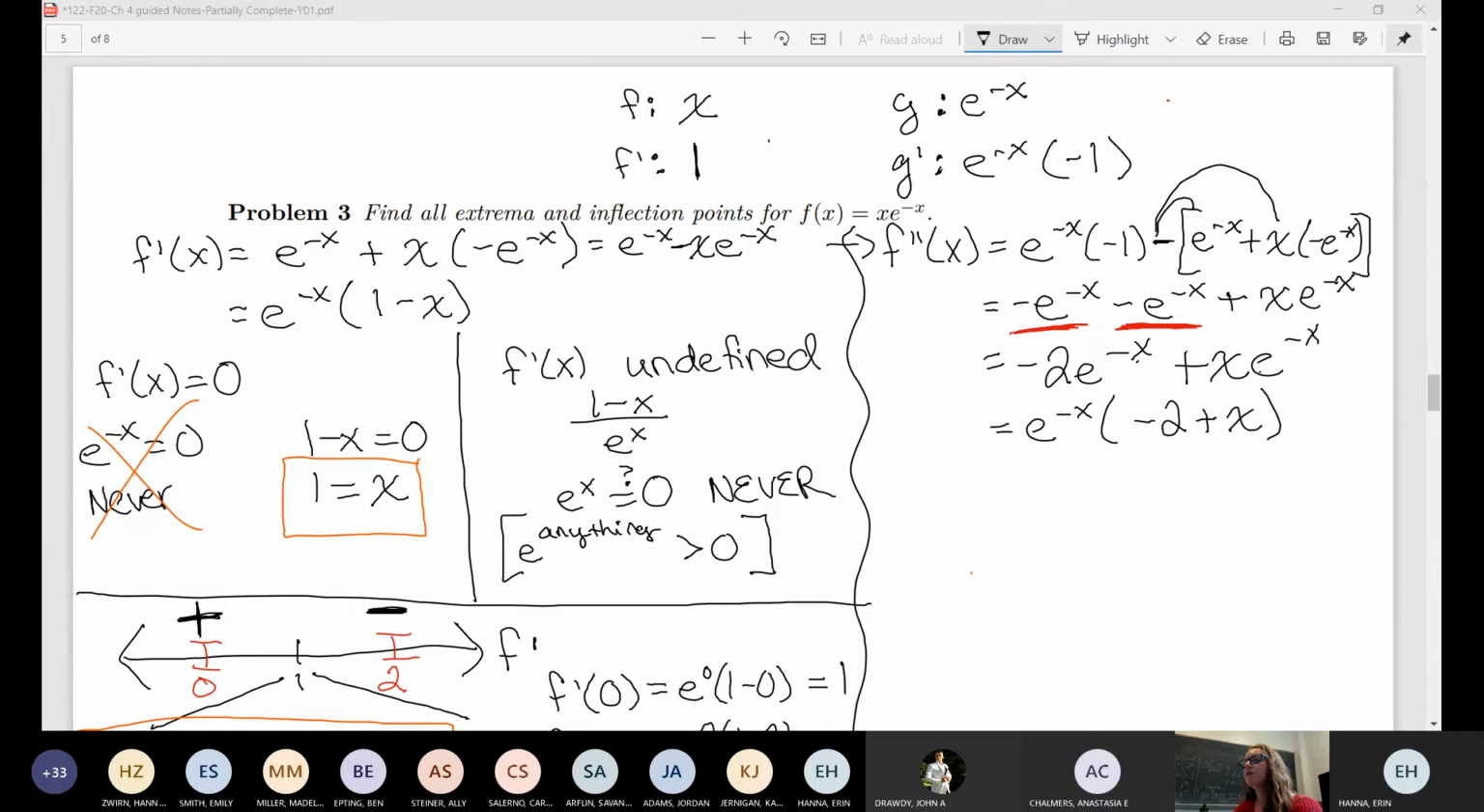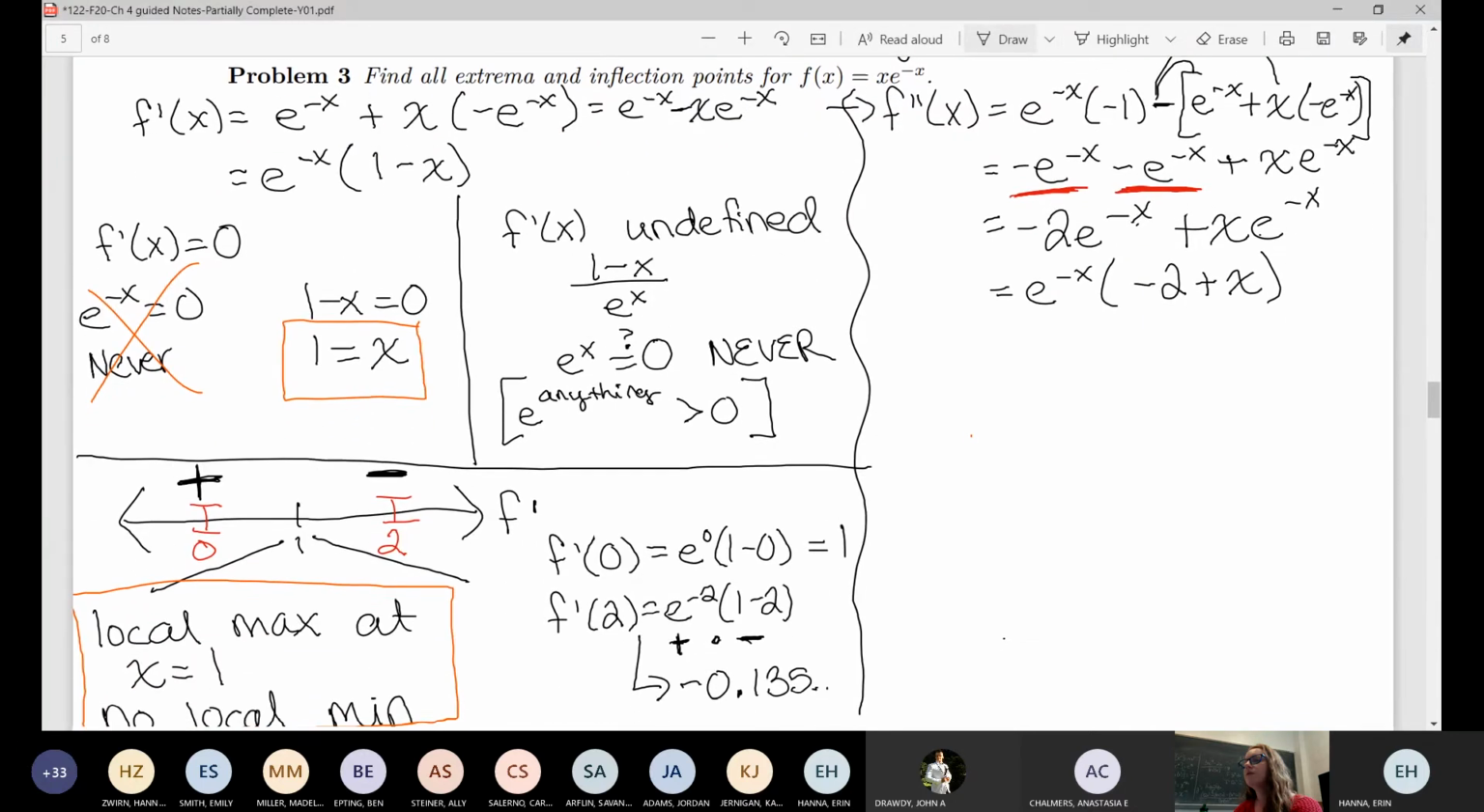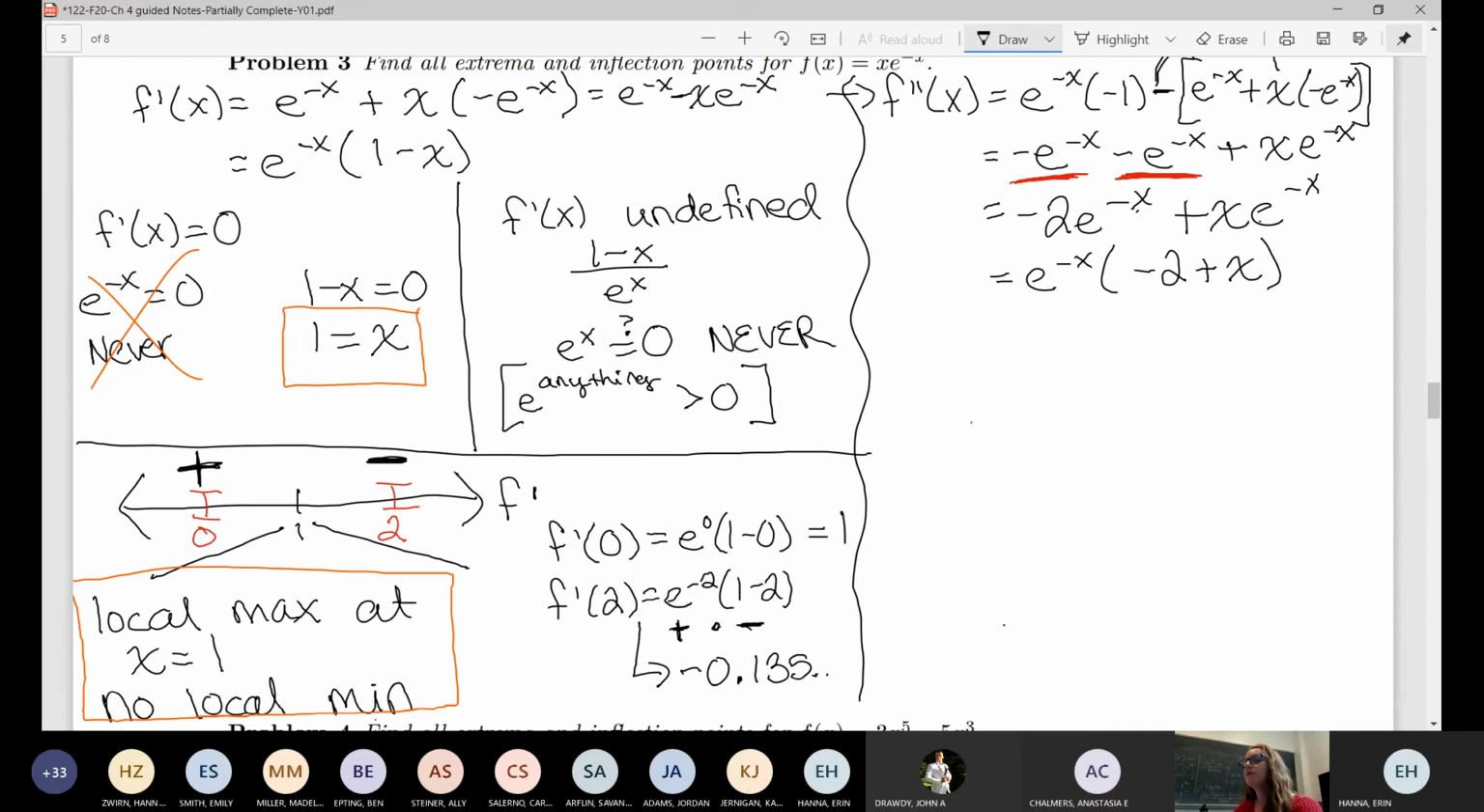I've written a little too large. I'm probably going to run out of space. But we found the second derivative. So now here's when we have to set that second derivative equal to 0 and ask if it's ever undefined. For the same reason as last time, this is never going to be undefined. Again, that's rarely ever going to be a case. But when we set it equal to 0, we essentially have those two pieces that we want to set equal to 0.